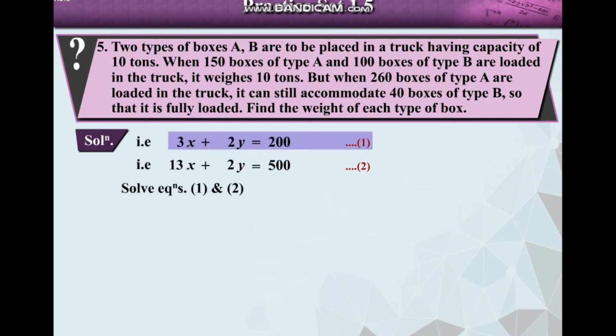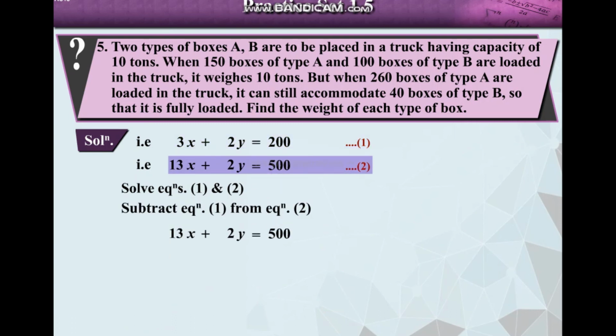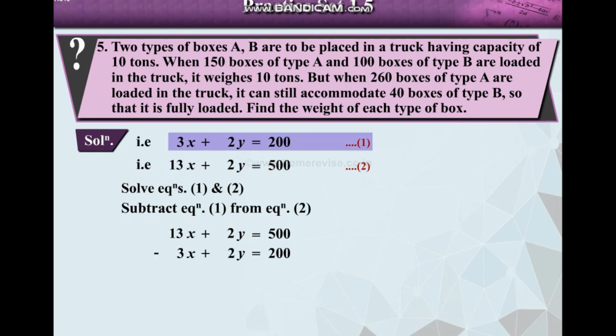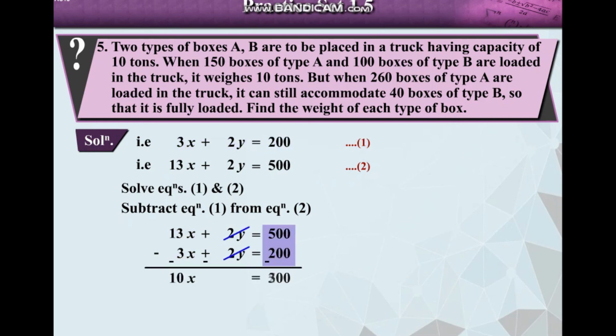Solve equations 1 and 2. Subtract equation 1 from equation 2. 13x + 2y = 500 minus 3x + 2y = 200. Changing sign, we get 10x = 300. Therefore, x = 300 upon 10. Therefore, x = 30.